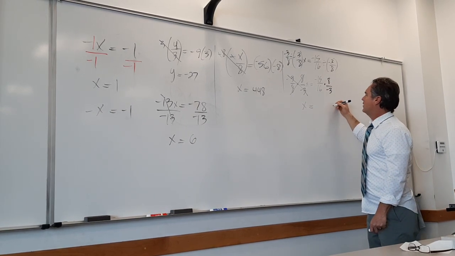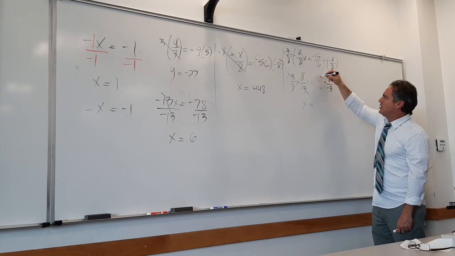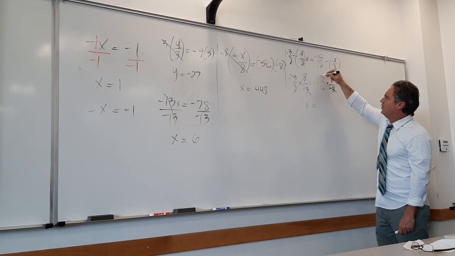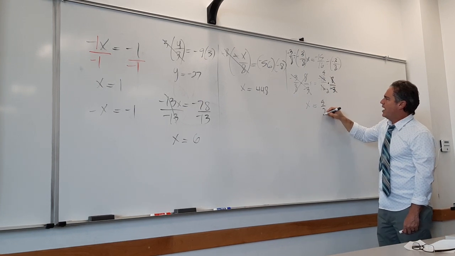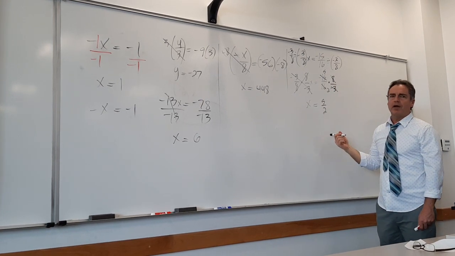Change division to multiplication, flip the second fraction. A negative and a negative cancel each other out, right? 3 goes into this 5 times. 8 goes into this 2 times. You ended up with 5 over 2 here. You got it right.